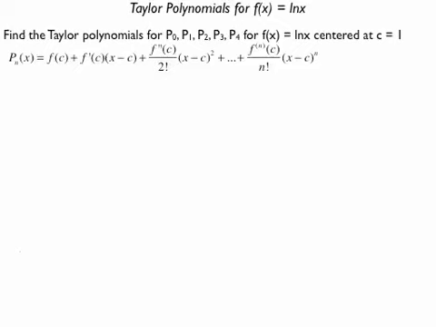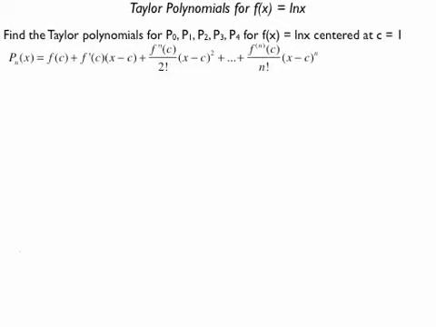All right, so Taylor polynomials for f of x equals the natural log of x. We want to find Taylor polynomials p sub 0, p sub 1, p sub 2, p sub 3, p sub 4 for f of x equals the natural log of x. And this time we're going to center it at c equals 1. So this isn't Maclaurin, this is Taylor as it says. So again, we're just going to be filling things in.